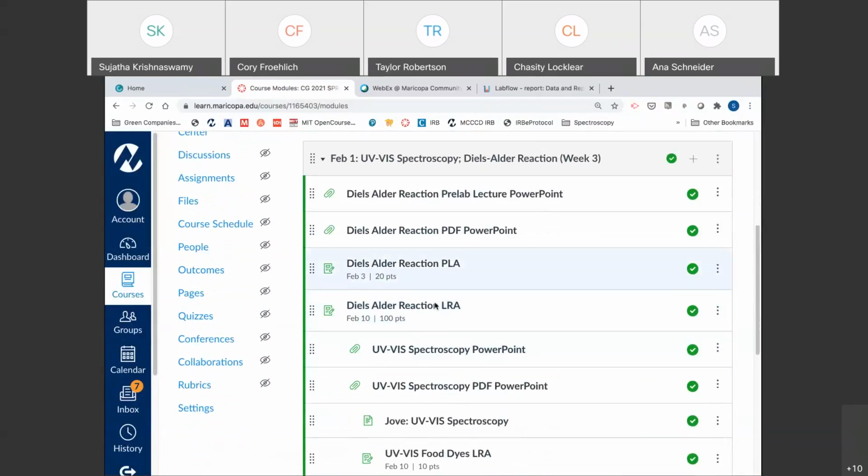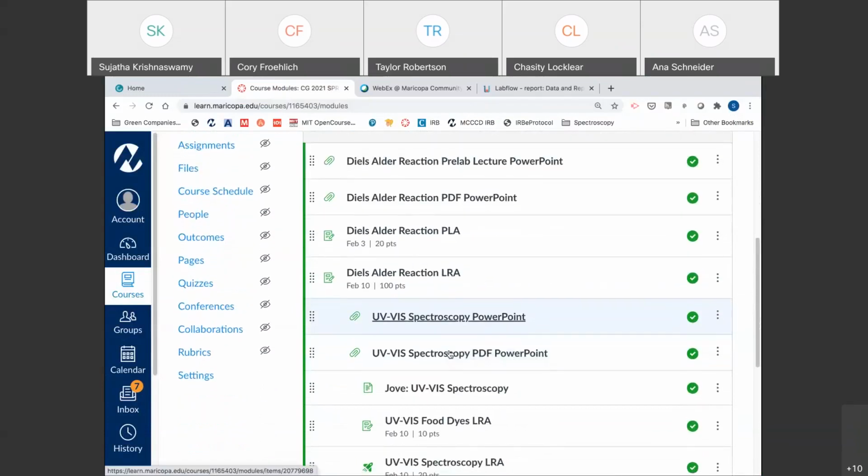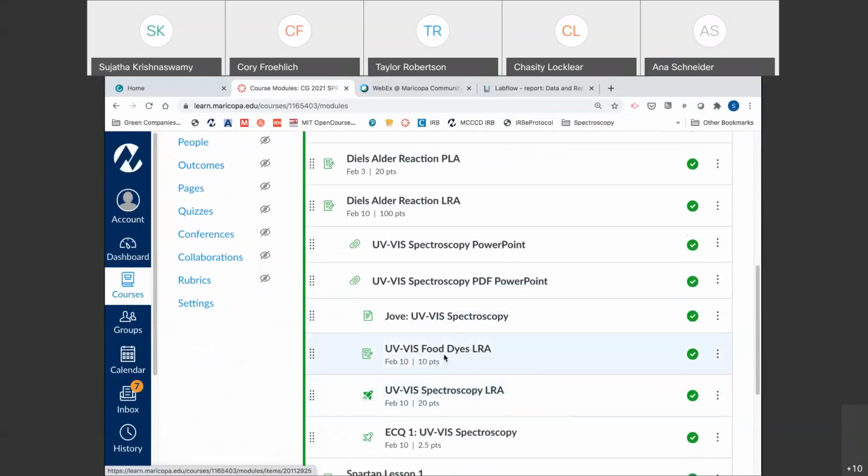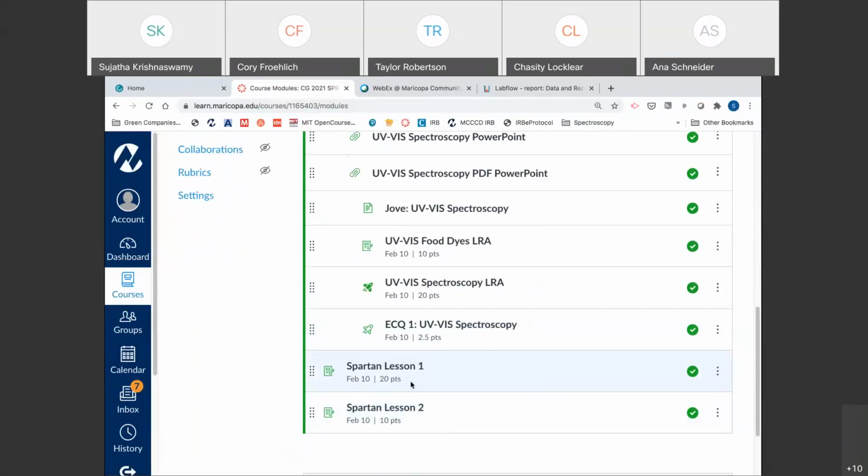Then we will go into the UV-Vis spectroscopy PowerPoint. I'll give you a pre-lab of that, keeping in mind these 2 lab assignments, the food dyes, which we will look at together, and then we'll also look at this one. The Job video and the extra credit, I'm going to let you do on your own. Then Spartans, lesson 1 and 2, we'll take a look at it.